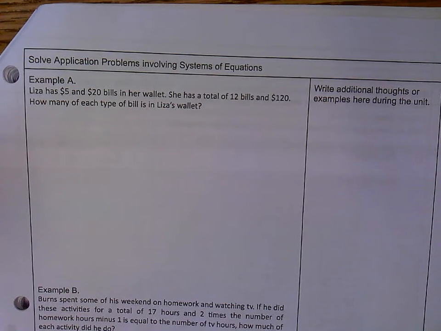So Liza has $5 and $20 bills in her wallet. She has 12 bills total, and they total $120. You could guess and check, right, if you had to. All right, what if you have this many fives and this many 20s? So we're going to do it using substitution. We're trying to figure out how many fives.